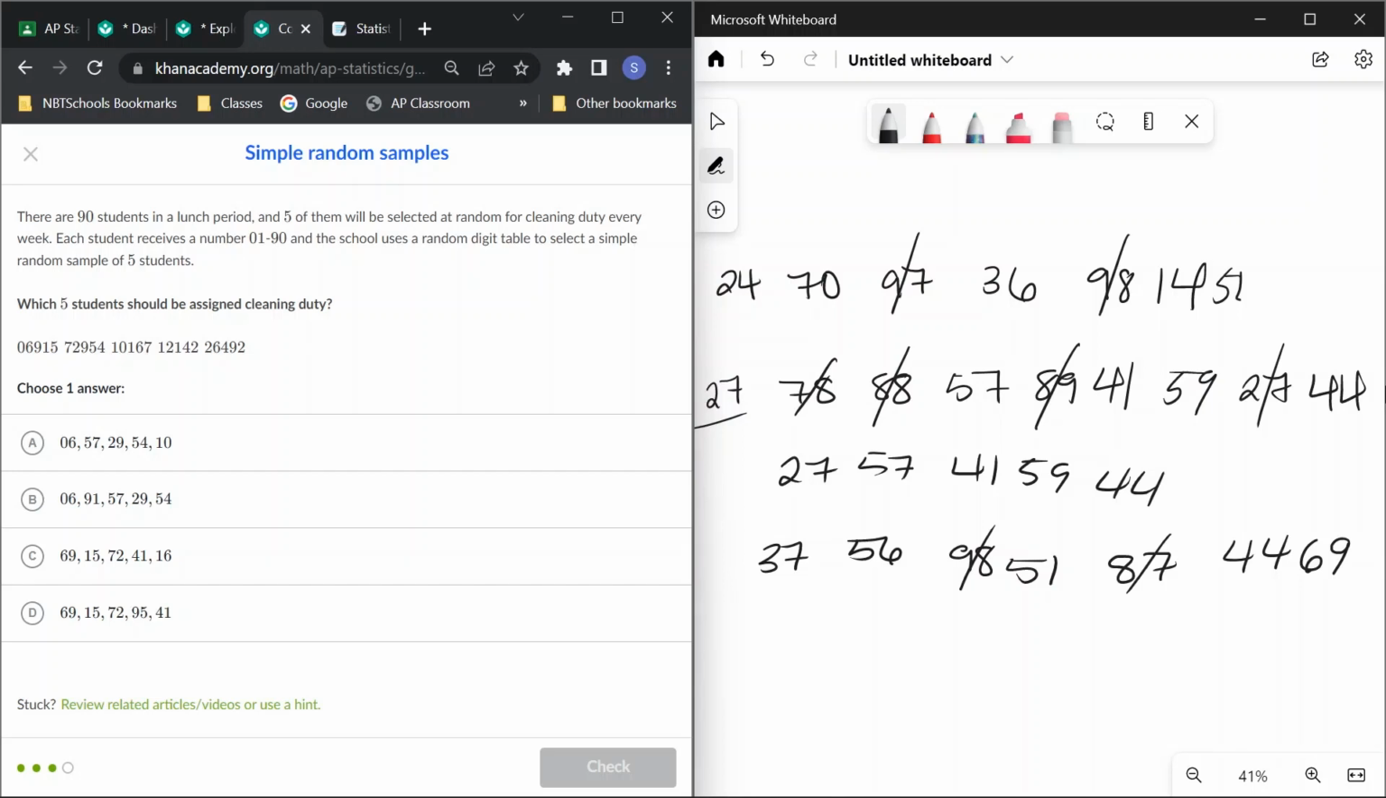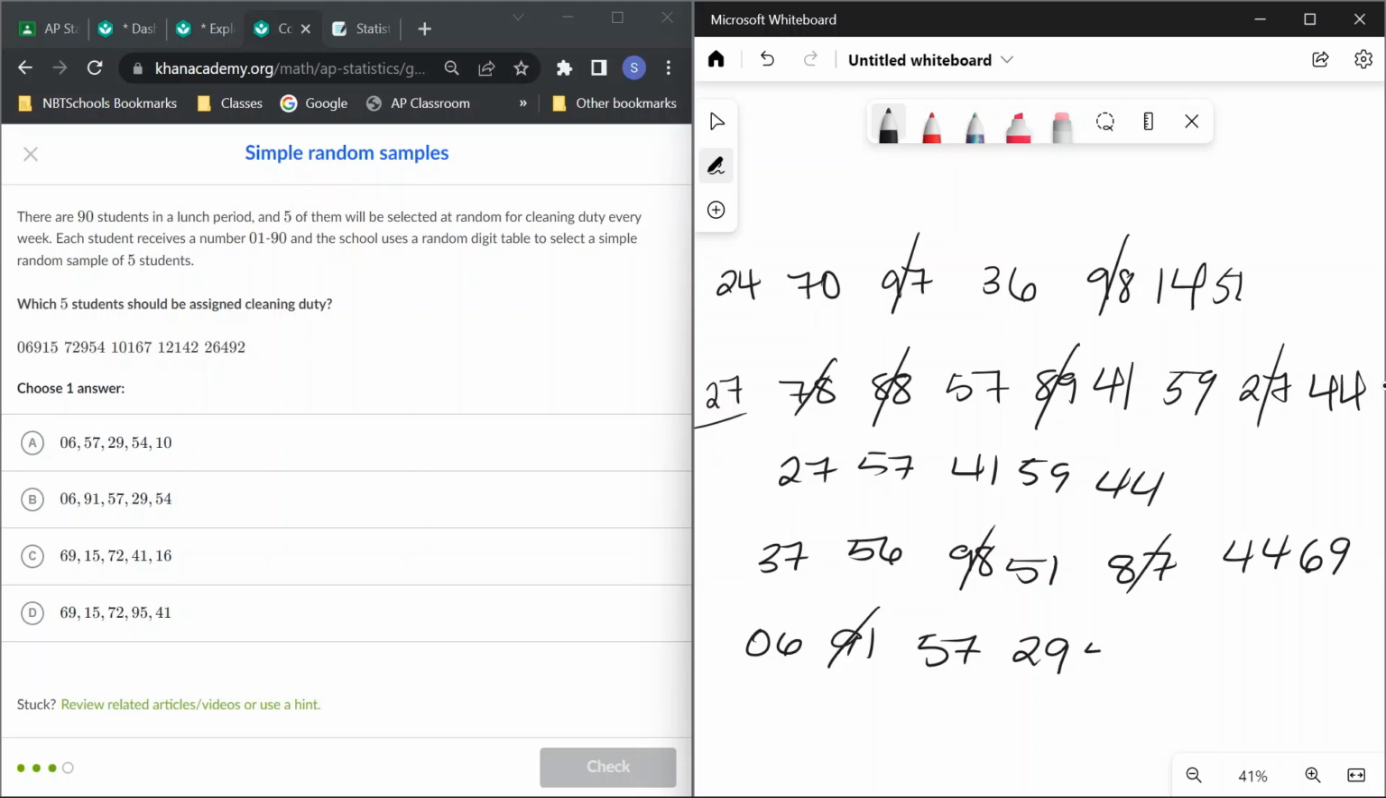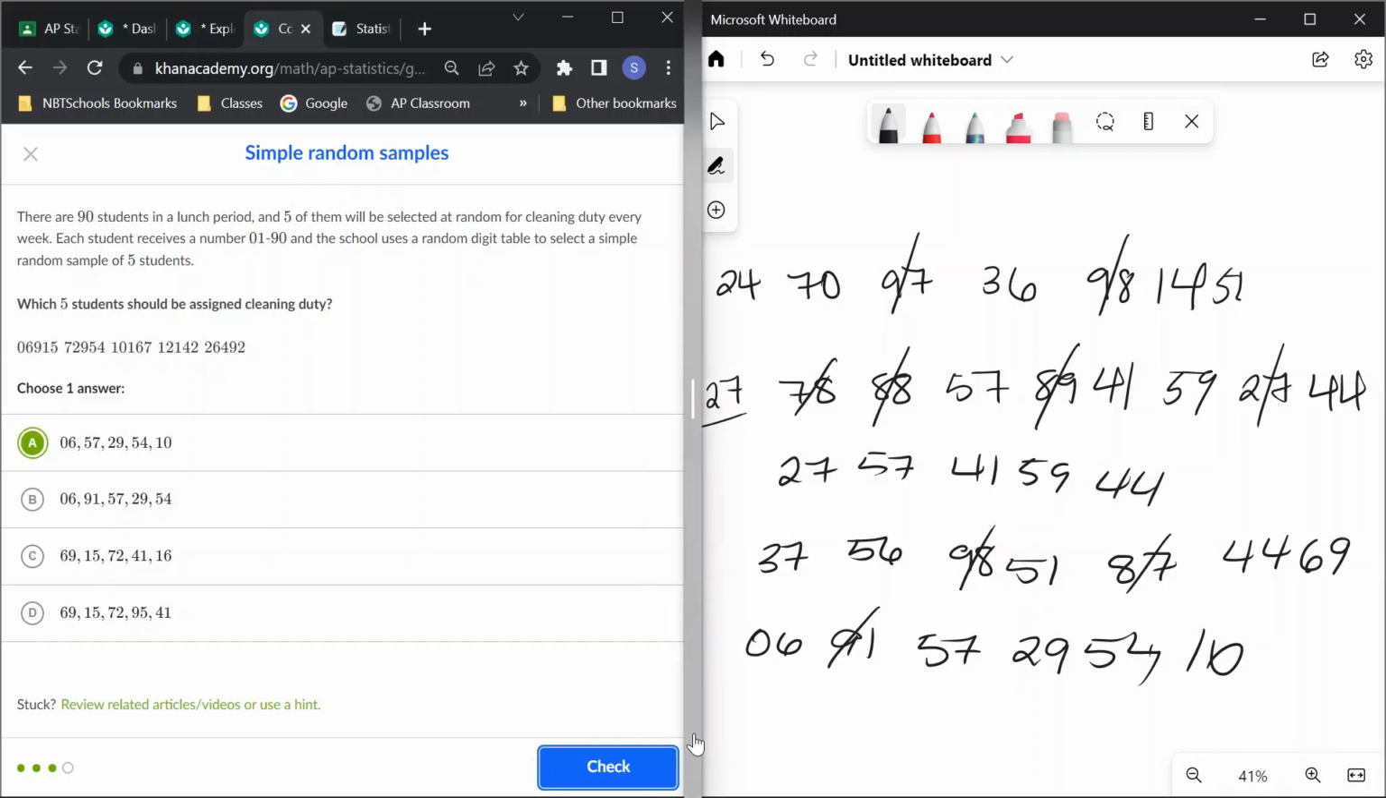Okay, this one we have 90 students. We need a random sample of 5, from 01 to 90. So it's going to be 06, 91 we can't use, then 57, then 29, then 54, and then 10. So what is it? 06, 57, 29, 54, and 10. Why are they always A?